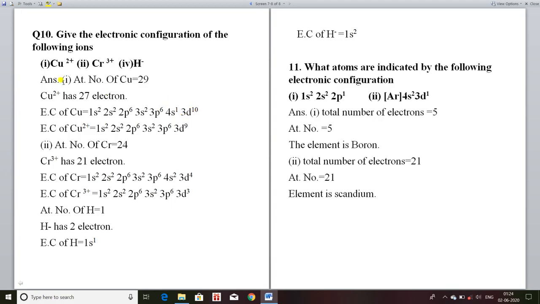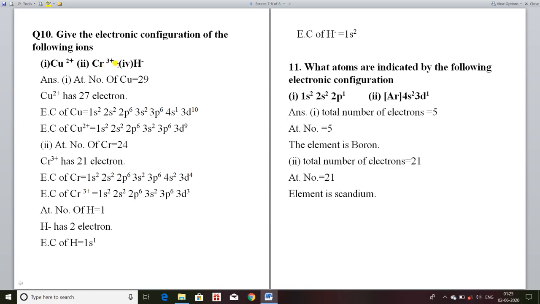But we have to write the electronic configuration for copper 2 positive. That means in this electronic configuration, we have to remove 2 electrons. First, an electron is removed from the 4s orbital, and after that electrons will be removed from the 3d orbital. So the first electron will be removed from here, and the second electron will be removed from 3d. So now the electronic configuration will become 1s2, 2s2, 2p6, 3s2, 3p6 and 3d9.